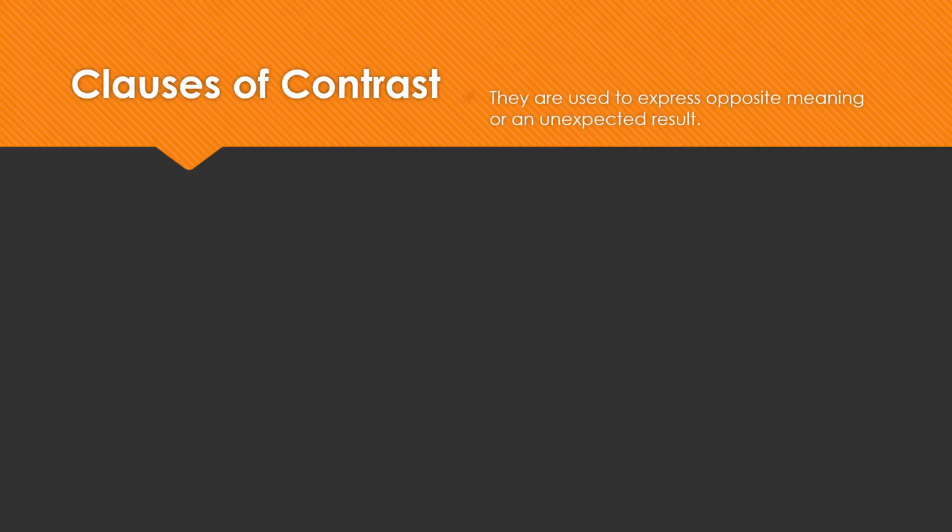We begin with clauses of contrast. They are used to express opposite meaning or an unexpected result. When we say opposite meaning, it means that there is a word, normally a connector, that is going to give us one side of the idea in one way and the opposite in the second side.